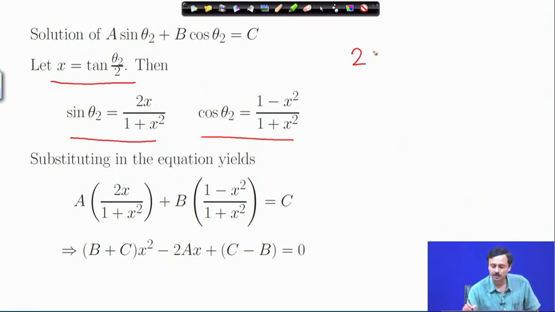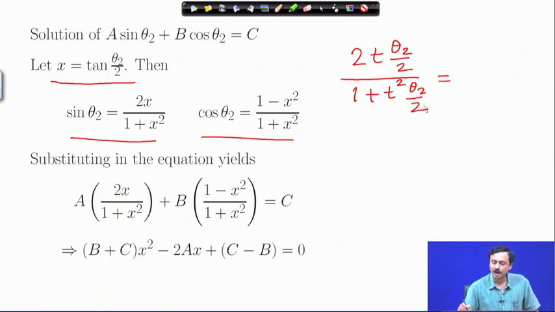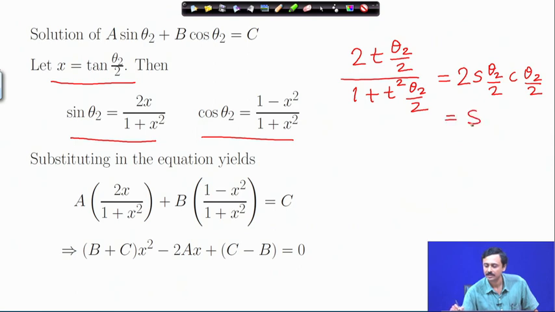So, you get 2 tangent theta 2 by 2 divided by 1 plus tangent square theta 2 by 2, and in the denominator you will get cosine square theta 2 by 2 plus sine square theta 2 by 2, which is 1 divided by cosine square theta 2 by 2, which comes to the numerator and gives us sine theta 2 by 2 times cosine theta 2 by 2, which is sine theta 2. Similarly, you can check for the cosine theta 2 expression.